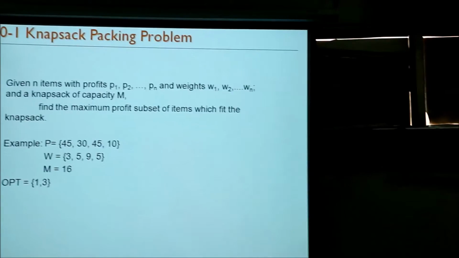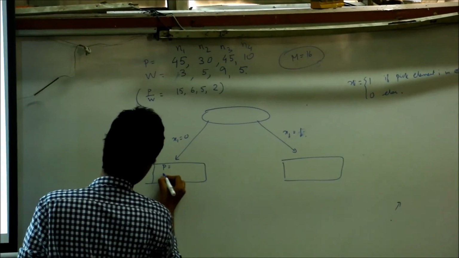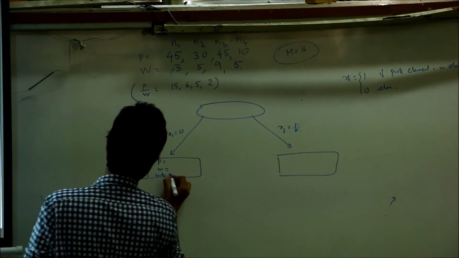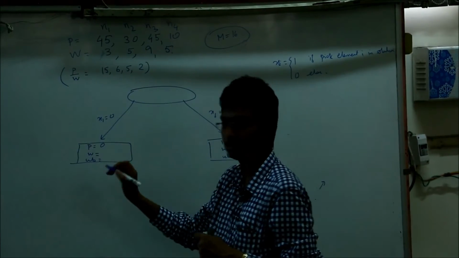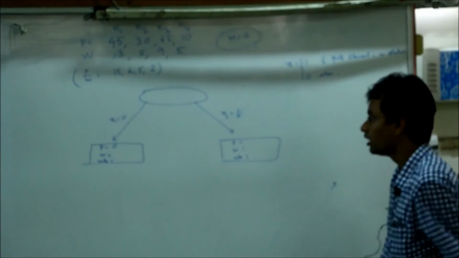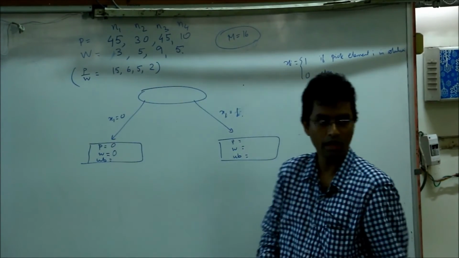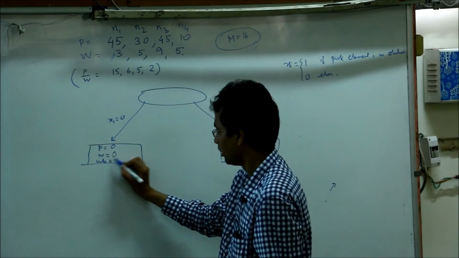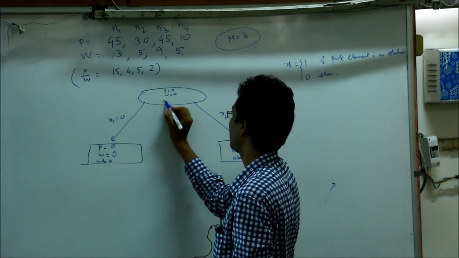At every step we will maintain 3 states: the profit, the weight, and the upper bound. Your profit is 0, since you have not picked any element at all. The weight is also 0. And what is the upper bound? The upper bound is how much you can get from the remaining elements.